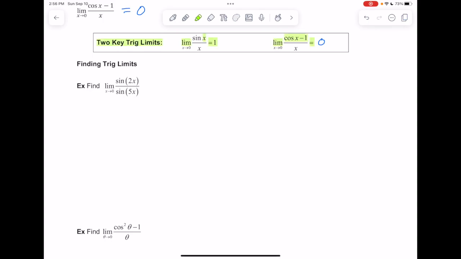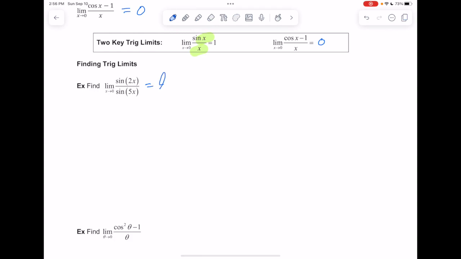And the key thing to using that one is that we need the same thing on both the top and the bottom. So this x and that x have to match up. So you have sine of something, and then you have that same something in the denominator without the sine. So this one's a little tricky because we don't have that.